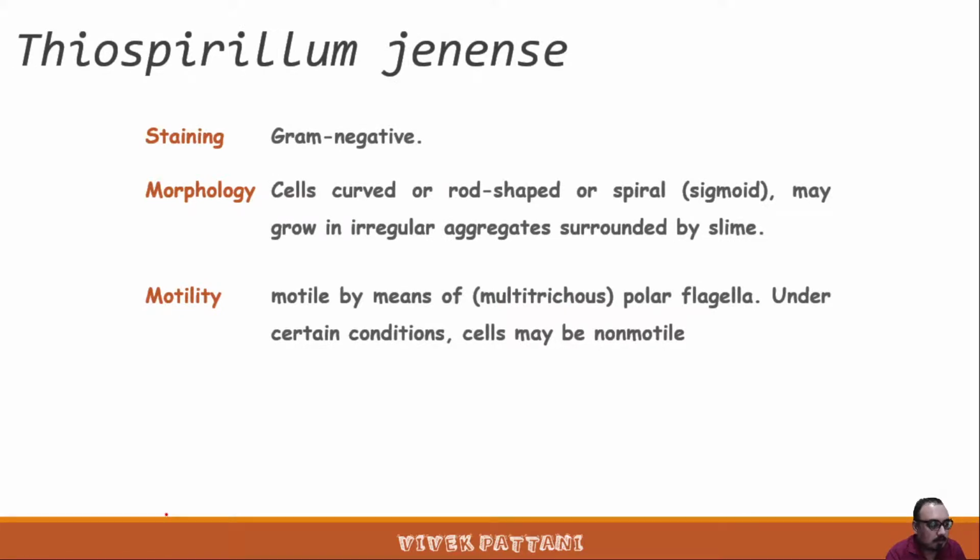Now the next one is Thiospirillum jenense. The next bacterium is Thiospirillum jenense. They are gram negative, cells curved or rod-shaped spirals, or may also form irregular aggregates surrounded by slime. Motility is by means of multitrichous polar flagella. Under certain conditions, cells may be non-motile.